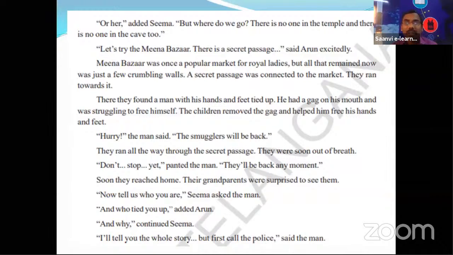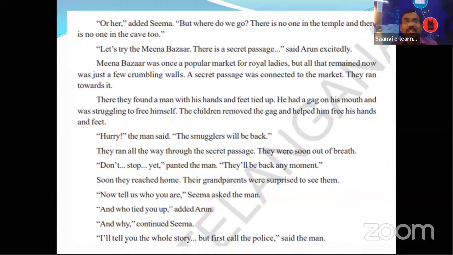"Let's try the Meena Bazaar. There is a secret passage," said Arun excitedly. So there was a place called Meena Bazaar. Anyhow, they wanted to help the person who was in trouble.